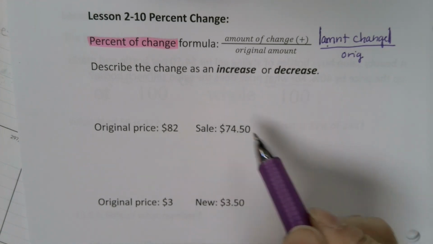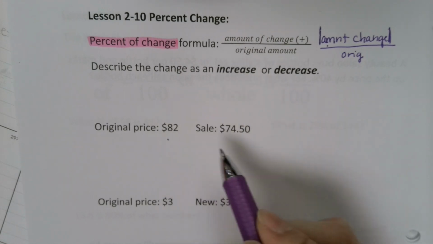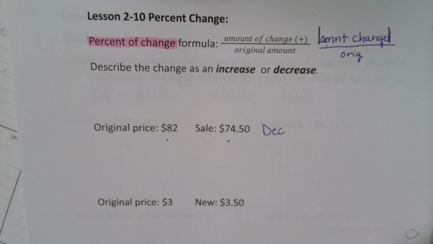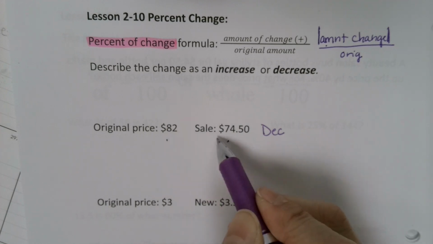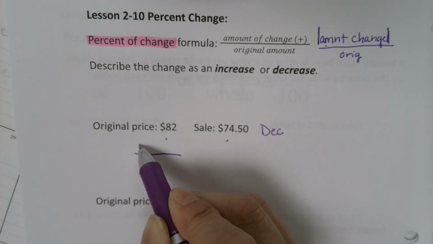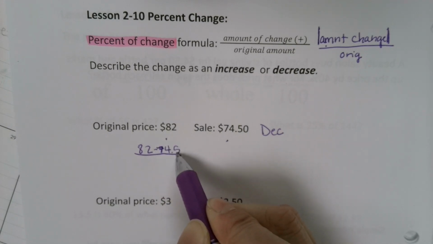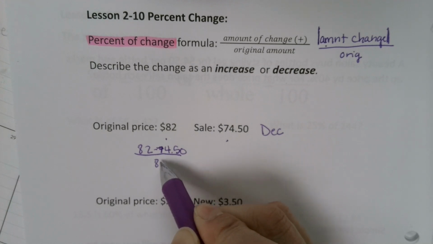So right now, I start with that part. If I have a price go from 82 to 74.5, it's decreasing. So I'm going to write decrease to start and just shorten it. Then you're going to subtract these two numbers. You're going to show 82 minus 74.5. And the original was 82.